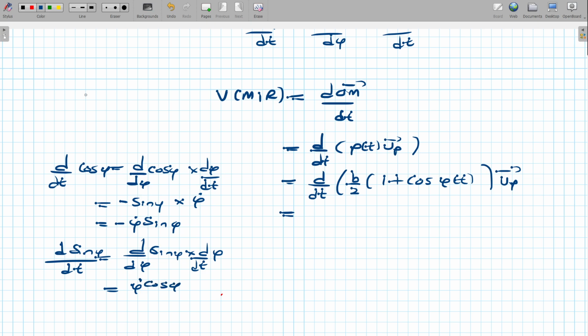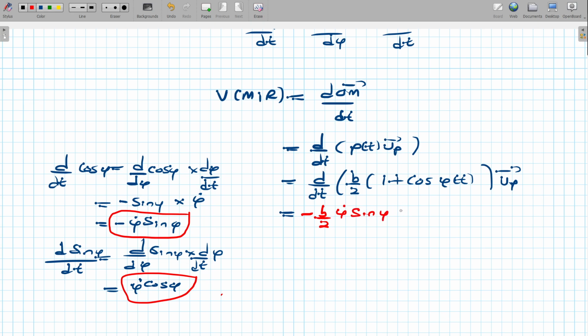So you also have to remember these two things. You have to be very careful here. This is a very tricky problem. You have to pay particular attention to how you are differentiating in general. So the first item here, the derivative is 0 because we're going to get b over 2, which is a constant. If you differentiate cosine phi with respect to time, you're going to get minus phi point sine phi. So here you're going to have minus b divided by 2, and then phi point, and then sine phi.